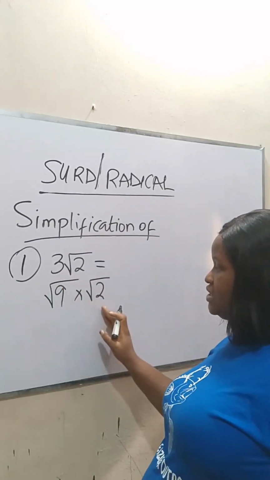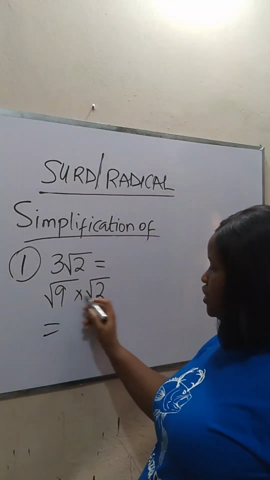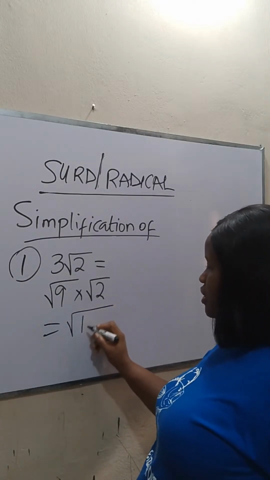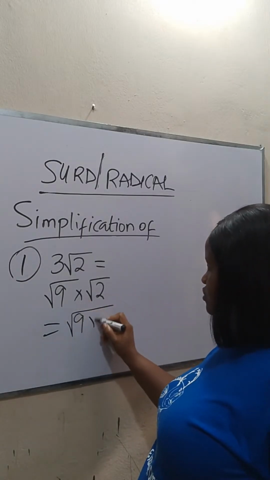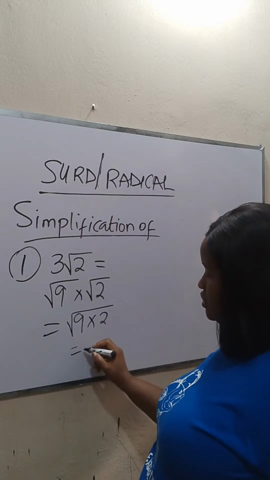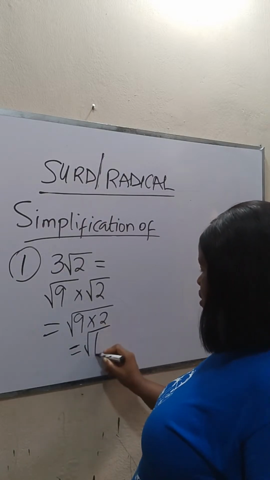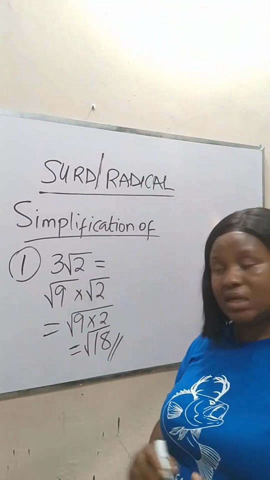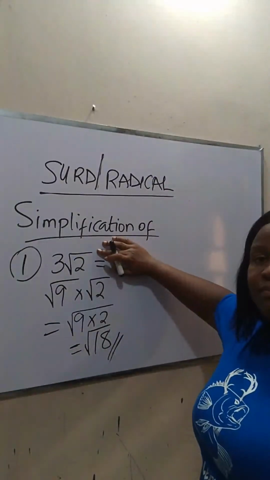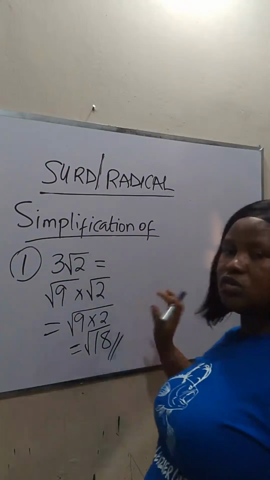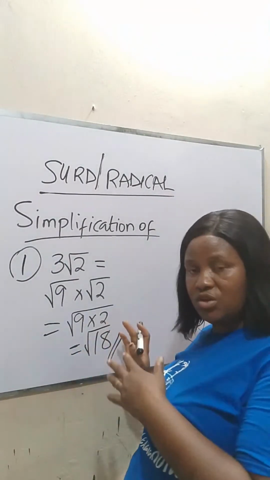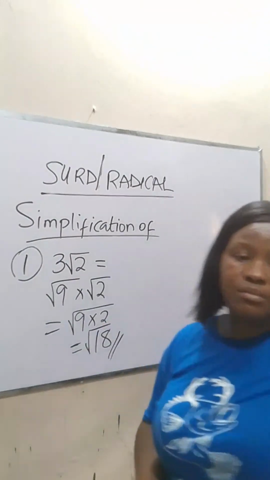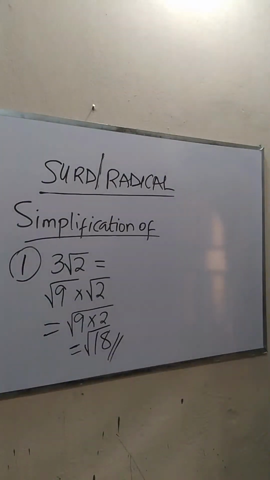Now, when you simplify this root 9, you get 3. You see what I did? All you need to do is just open it, you have root 9 times 2, and that is root 18. And this is what all the talk I'm speaking is about. I'm moving it from a simpler form to a single radical. That is what I'm showing you, how to convert from a simpler form to a single radical. All right.